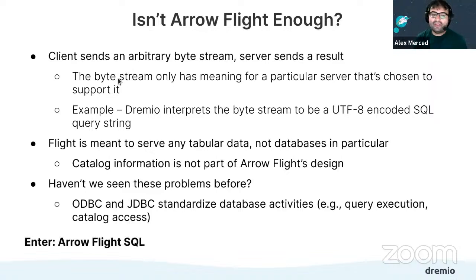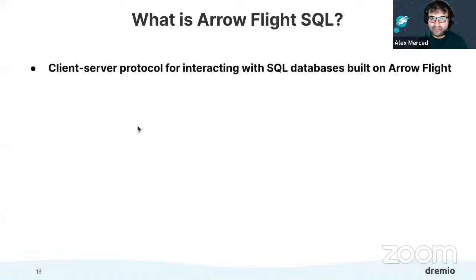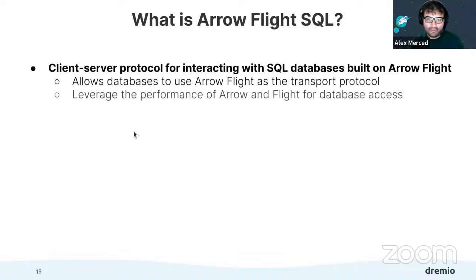So they go a step further and they create Arrow Flight SQL, which adds the extra detail to the Arrow Flight API to handle those other questions. This is the client-server protocol for interacting with SQL databases built on Arrow Flight. So built on that standard, we're going to build this transfer protocol. We're going to leverage the performance of Arrow and Flight, because again, Arrow is the format, and Flight is the standard way of transporting data.